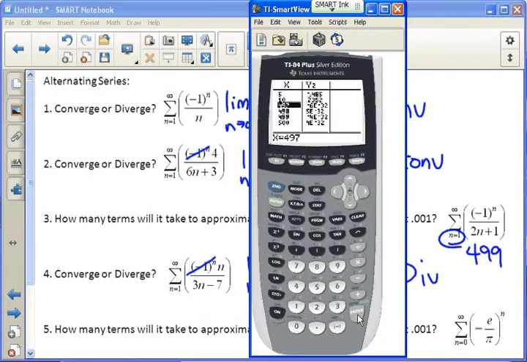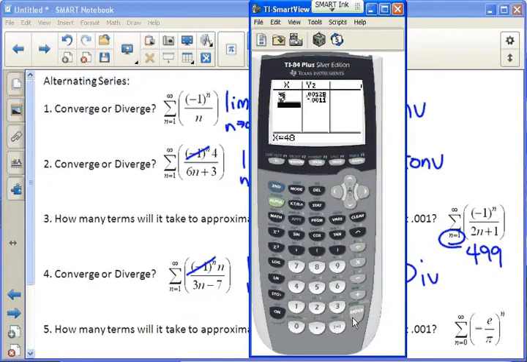20, 50. Okay, so it's somewhere between 20 and 50. So let's go back up and try 30, 40, 45, 46. Okay, so we know it's after that, so I'm going to start back at the beginning. So 46, 47, 48, 49, 50.